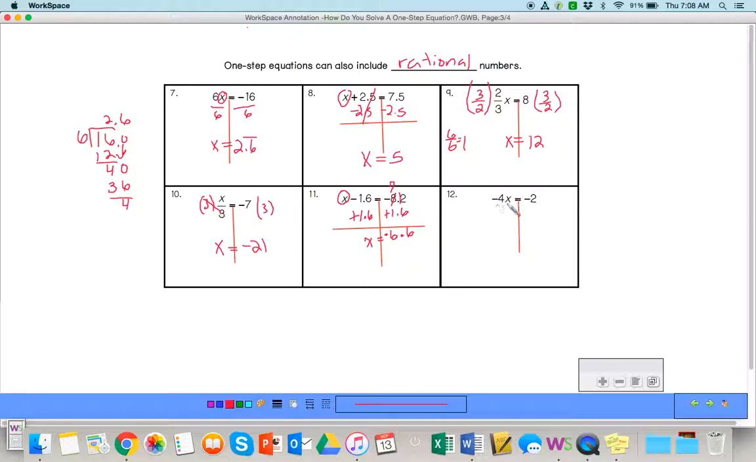Okay, so this is a multiplication problem. Negative 4 times x. So we divide by negative 4 on both sides. So this cancels out and leaves us with just x, and then negative 2 divided by negative 4 is a positive 0.5.